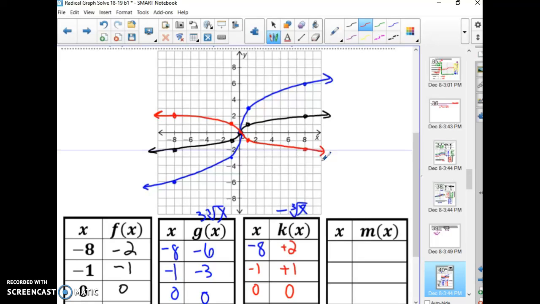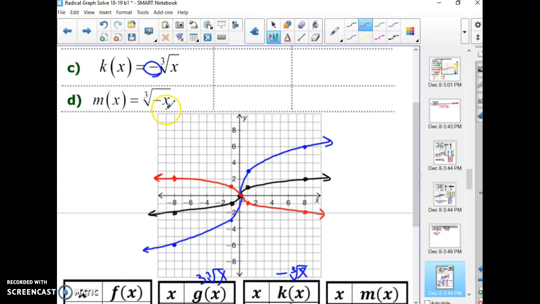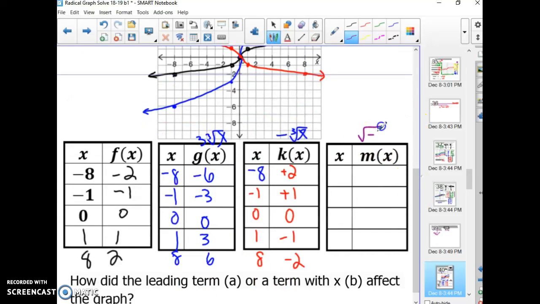So we have one more that we want to look at. I have a negative on the inside. So I've got to remember what happens when I have a negative on the inside. So here's the thing, negative 8. If I put in a negative 8, that negative becomes a positive, so I get a positive 2. If I put in a negative 1, that becomes a positive what? 1. If I put in a 0, I should get out a 0. If I put in a 1, I should get a negative 1. And then I have this, 8, and I should get a negative 2.